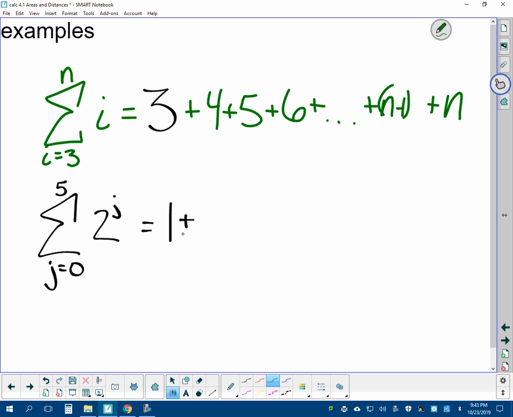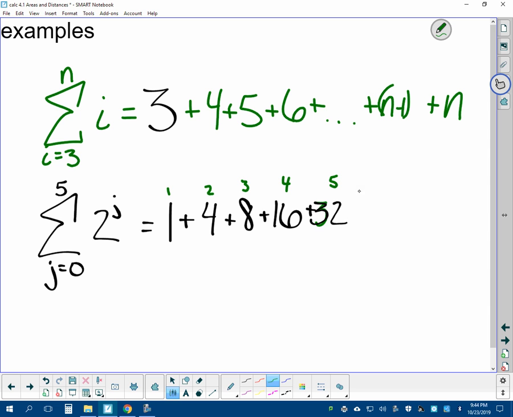To that, I'm going to add the next thing I plug in, which is 1. Then 2 to the second power is 4. Plus, the next thing I'm going to plug in is 3. 2 to the third power is 8. The next thing I'm going to plug in is 4. 2 to the fourth power is 16. The next thing I'm going to plug in is 5. 2 to the fifth power is 32.